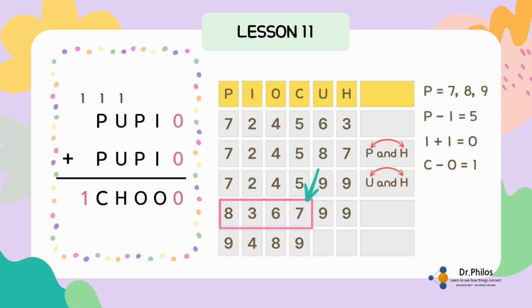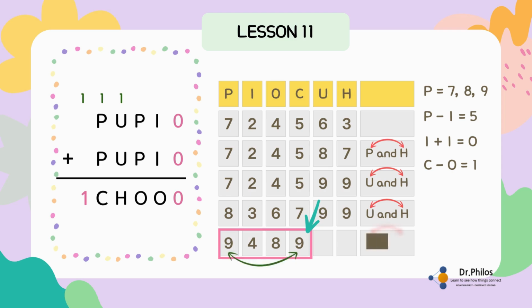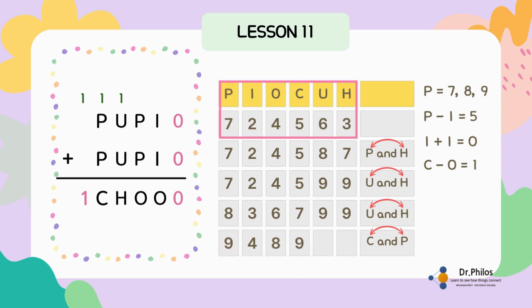If P is 8, I is 3, O is 6, C is 7, and U is 9, but H also becomes 9, so they are the same. If P is 9, I is 4, O is 8, and C is 9. C and P are the same, so we drop it right away. So, P is 7, I is 2, O is 4, C is 5, U is 6, and H is 3.